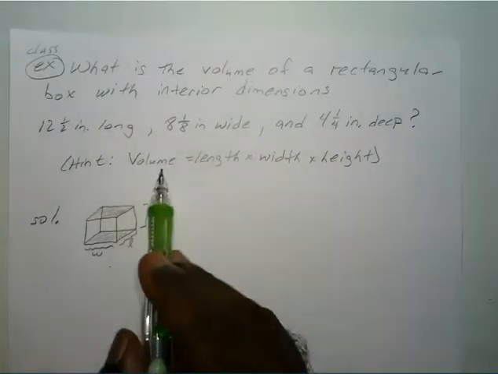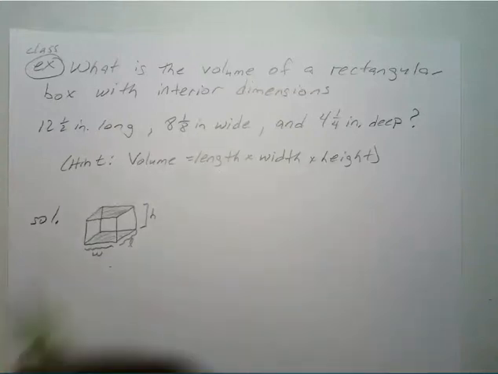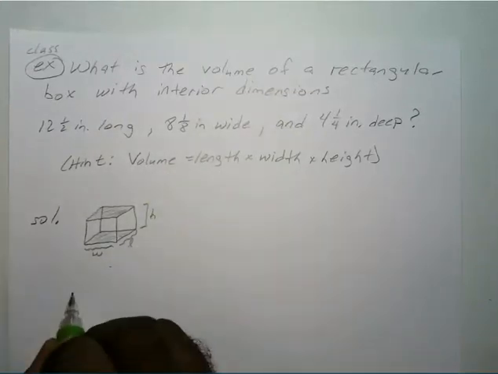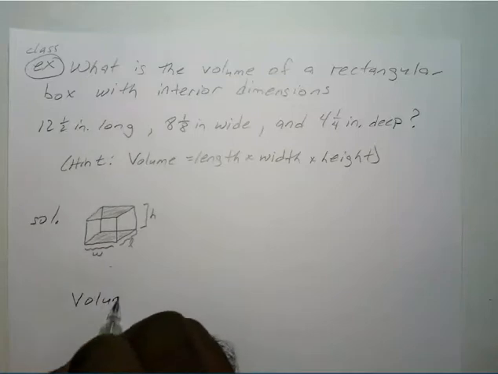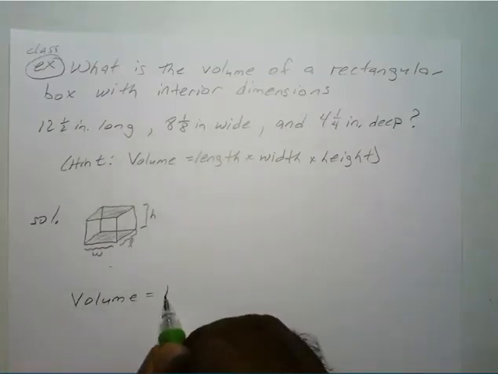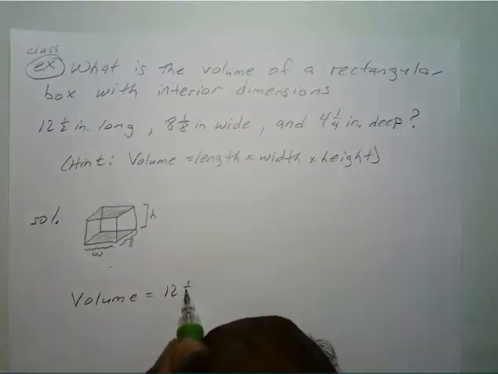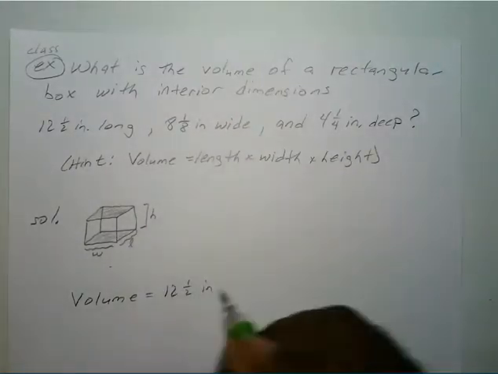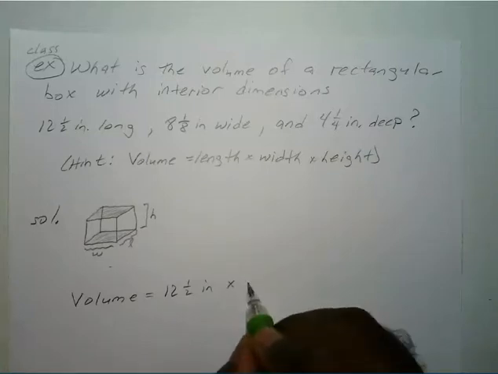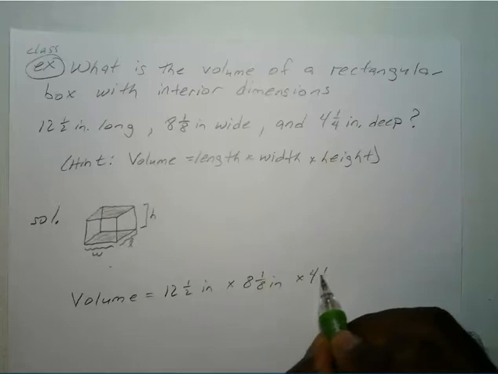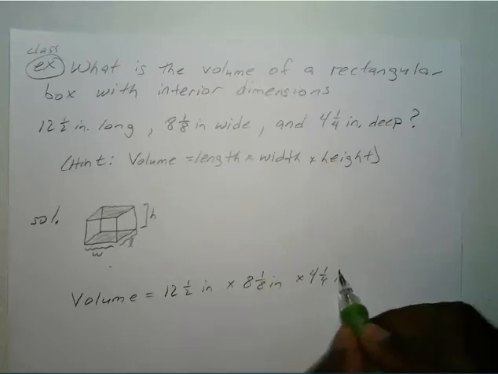Volume is equal to length times width times height, well, the volume of a rectangular box. And that means our volume is equal to 12 1/2 inch times 8 1/8 of an inch times 4 1/4 of an inch.